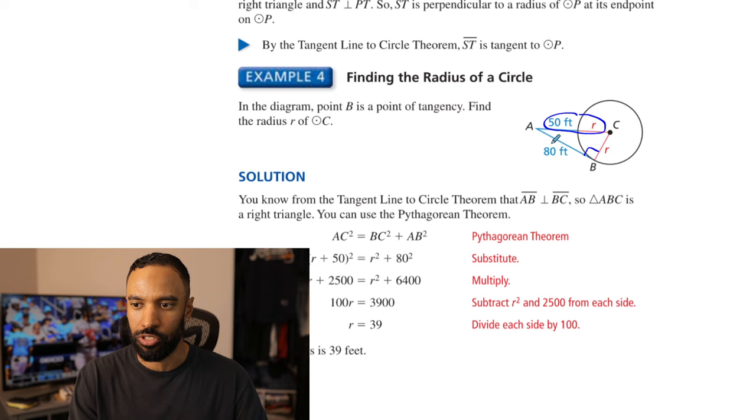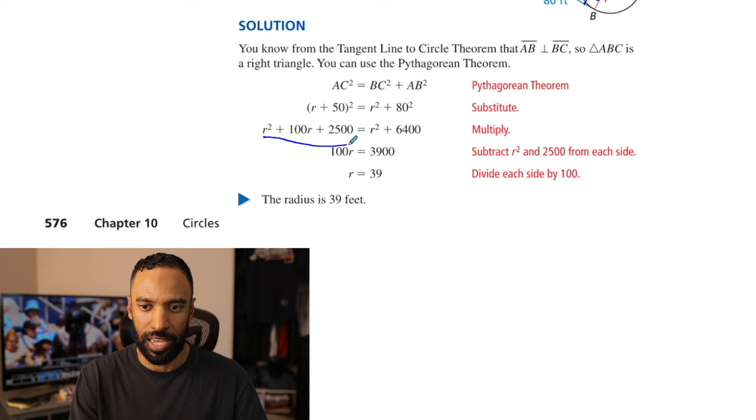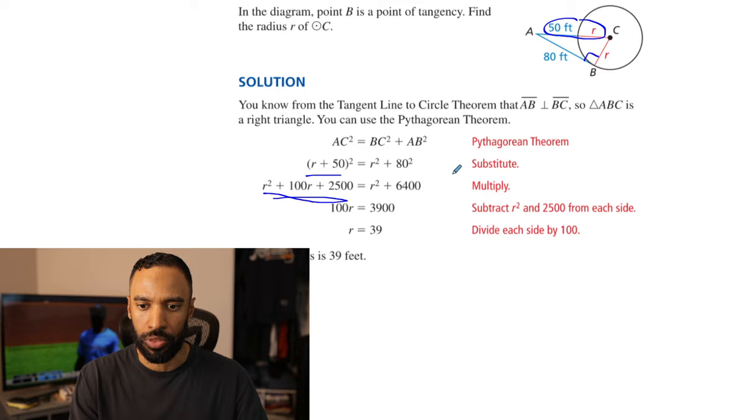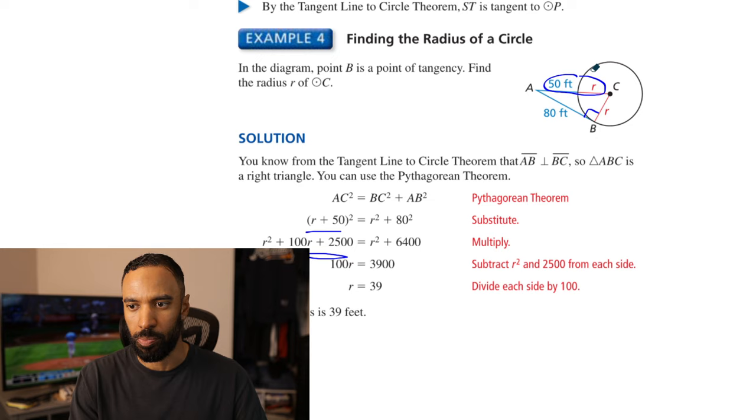So r plus 50 squared expands to this guy, right? And then you solve, looks like the r squareds cancel out. You solve for r, you get 39. So the radius is 39 feet. I'll do more of those, but it's a Pythagorean theorem setup, just making sure you use your a squared plus b squared equals c squared properly on them.